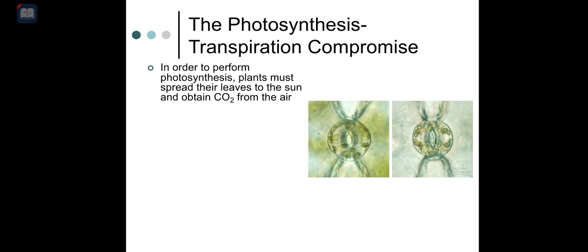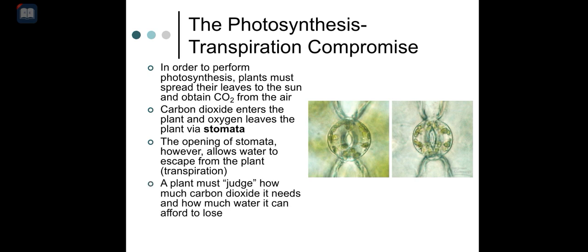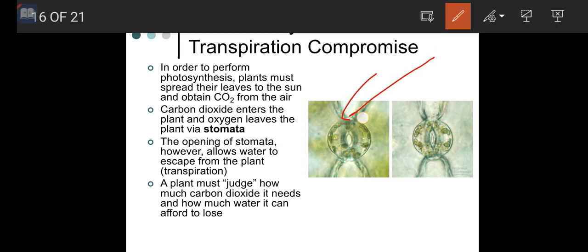In order to perform photosynthesis, a plant must spread its leaves to the sunlight and obtain carbon dioxide from the air. The carbon dioxide enters the plant and oxygen leaves the plant via stomata. Carbon dioxide enters through the stomata and oxygen leaves. Carbon dioxide entering the plant, and oxygen leaves the plant via stomata.